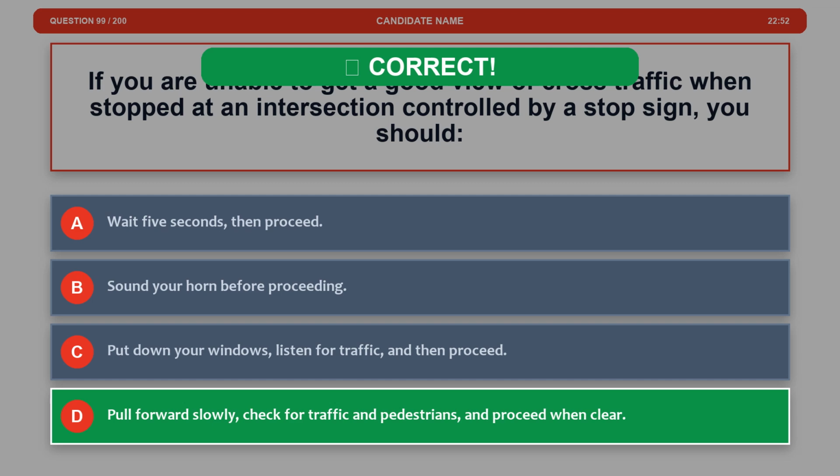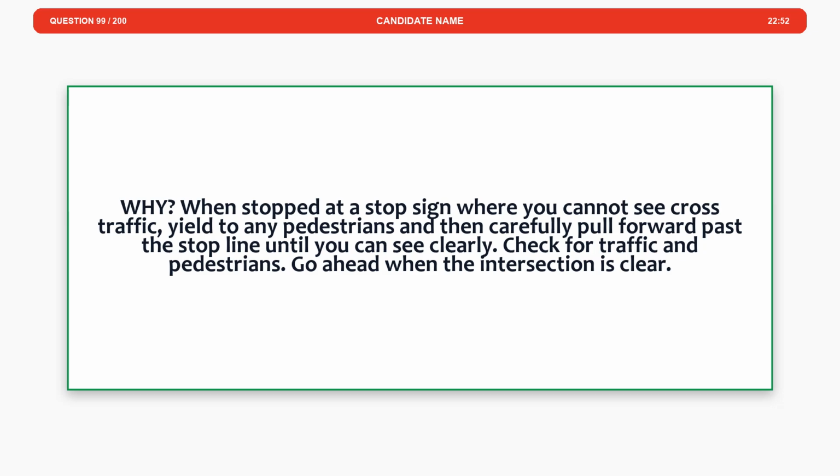The correct answer is option D. Pull forward slowly, check for traffic and pedestrians, and proceed when clear. Explanation. When stopped at a stop sign where you cannot see cross traffic, yield to any pedestrians and then carefully pull forward past the stop line until you can see clearly. Check for traffic and pedestrians. Go ahead when the intersection is clear.